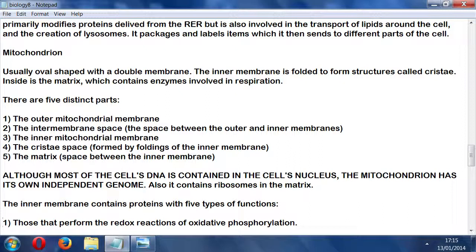There are 5 distinct parts. The first is the outer mitochondrial membrane. The second, the intermembrane space, which is the space between the outer and inner membranes. The third is the inner mitochondrial membrane. The fourth, the cristae space, formed by foldings of the inner membrane. And finally, the fifth is the matrix, space between the inner membrane. Although most of the cell's DNA is contained in the cell's nucleus, the mitochondrion has its own independent genome. Also contains the ribosomes in the matrix.